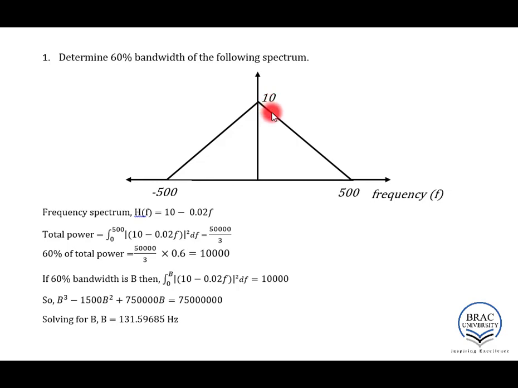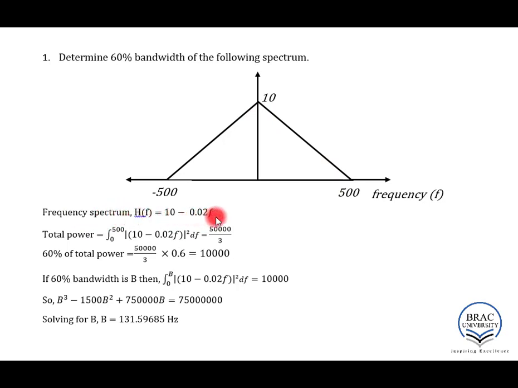So the first step is to calculate the total power. How can you do that? The first step is to determine the equation of the spectrum, that is H(f). We always calculate the power of the positive half. So don't worry about the negative portion, just determine the equation of the positive part. In the positive part, it is a straight line actually. You can determine its slope and the intercept on the y-axis, and finally you get the equation, which is H(f) equal to 10 minus 0.02f.